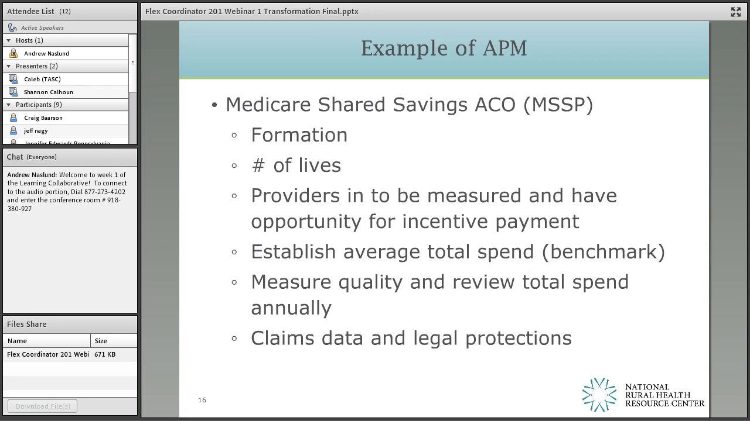So what they did was create a benchmark, and so everyone that was attributed to the ACO, Medicare literally would run the tax ID and NPI of every provider, look at every patient, then look at the total cost of every patient that was attributed, and then from the ACO create a benchmark of what the total average spend was on the entirety of the patient. Whether other providers that were seen by the patient were actually in the ACO, they wanted to look at the total patient spend, and that was the benchmark.